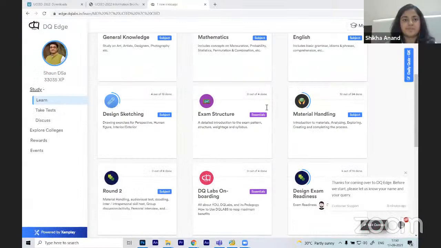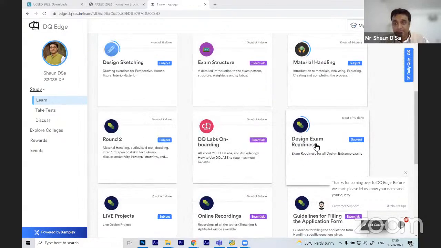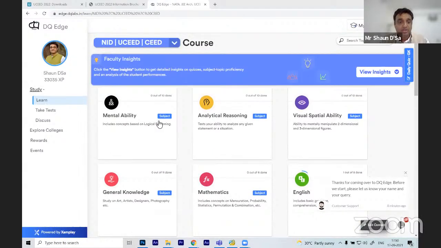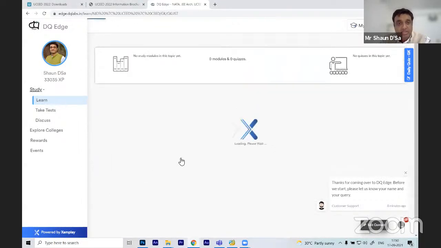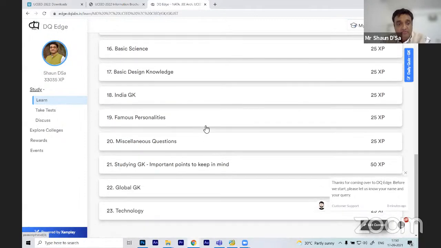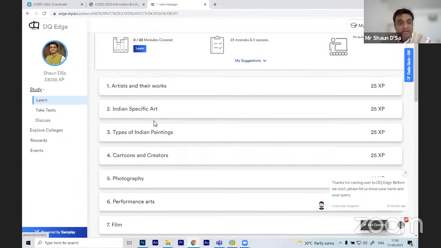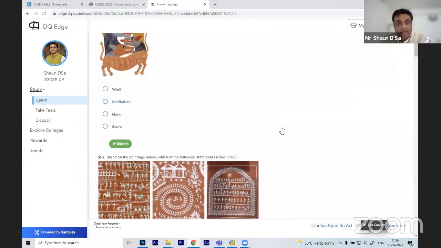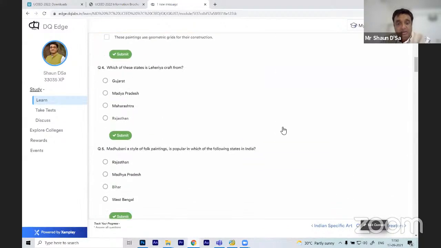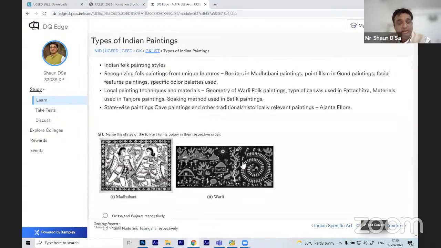Yes. Okay. So if you go here on this website, just a minute. Okay, general knowledge section. Can you see the general knowledge list of topics down here? This shows a lot of topics that have all been asked in the past. Indian artists and their works, types of Indian paintings. So if you go here, all the paintings, GK in the past, whatever has come for NID and UCEED is all here.